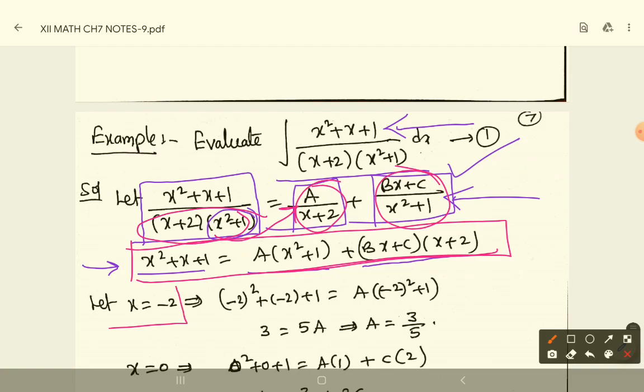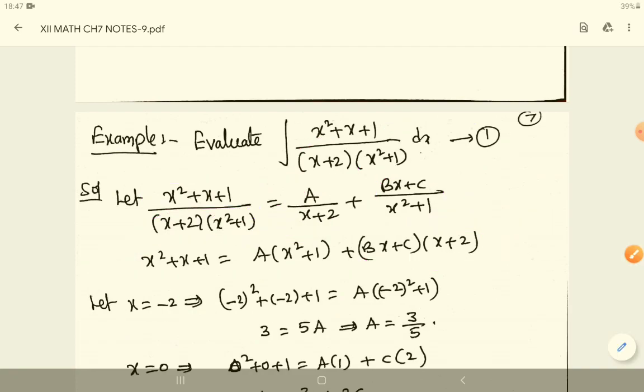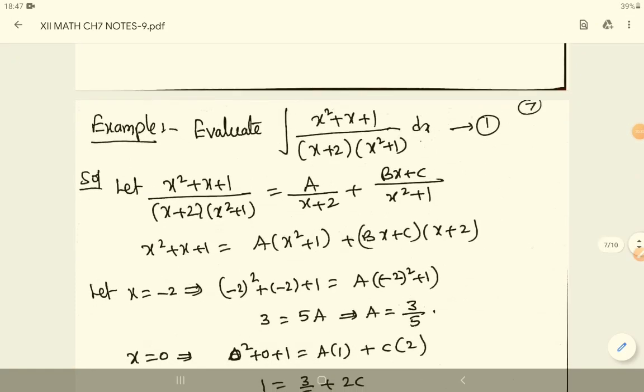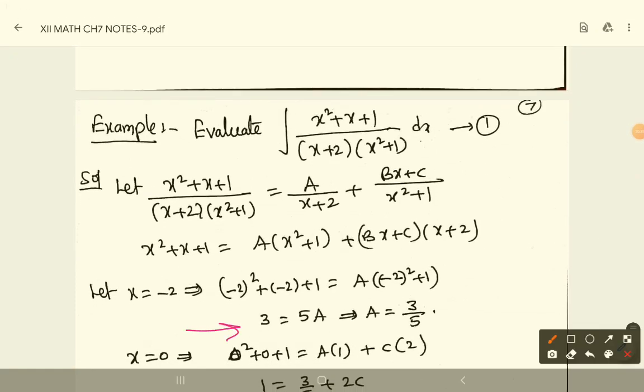First substitute x is equal to minus 2 because a factor becomes 0. So if I substitute x is equal to minus 2 in this, what will I get? Left hand side minus 2 whole square plus minus 2 plus 1, right hand side a into minus 2 whole square plus 1. So then finally I get a is equal to 3 by 5.